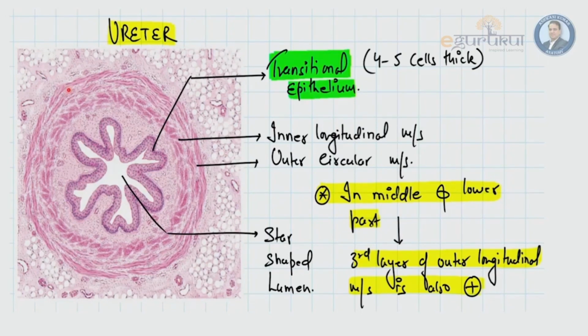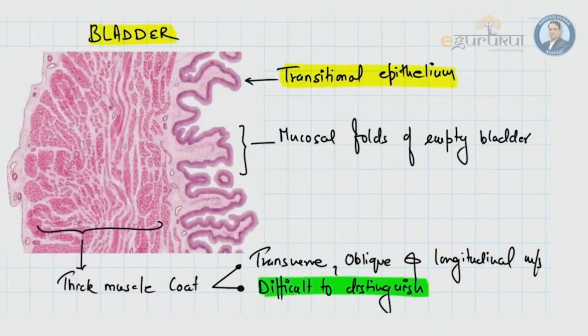Now moving from the ureter to the bladder, the urinary bladder. In the urinary bladder, the lining epithelium is again a transitional epithelium, but this time we have a mucosal fold, as it is an empty bladder, so you can appreciate the mucosal fold of the transitional epithelium. Epithelium will be shown very clearly if they show you the section of the urinary bladder or even the section of the ureter.